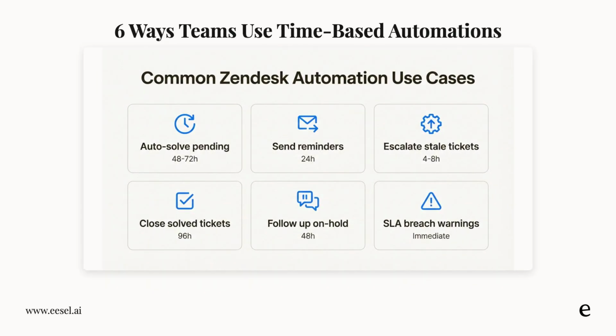Teams use time-based automations in 6 powerful ways: auto-solving pending tickets, sending reminder emails, escalating stale tickets, closing solved tickets, following up on on-hold items, and sending SLA breach warnings.